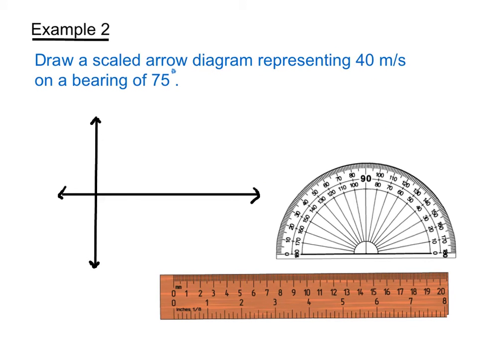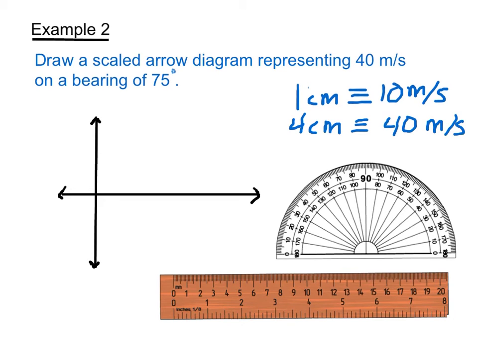Okay, in this example problem, we want to draw a scaled arrow that represents a vector of 40 meters per second on a bearing of 75 degrees. So again, I need a scale, and again we'll use 1 centimeter is equal to 10 meters per second. So in this case, I know that I need an arrow that is 4 centimeters long, which is going to get me 40 meters per second. But this time I need to draw it on a bearing of 75 degrees.